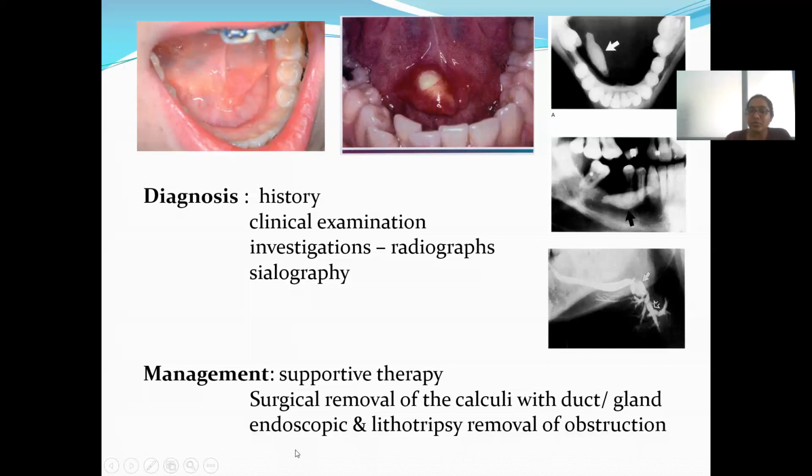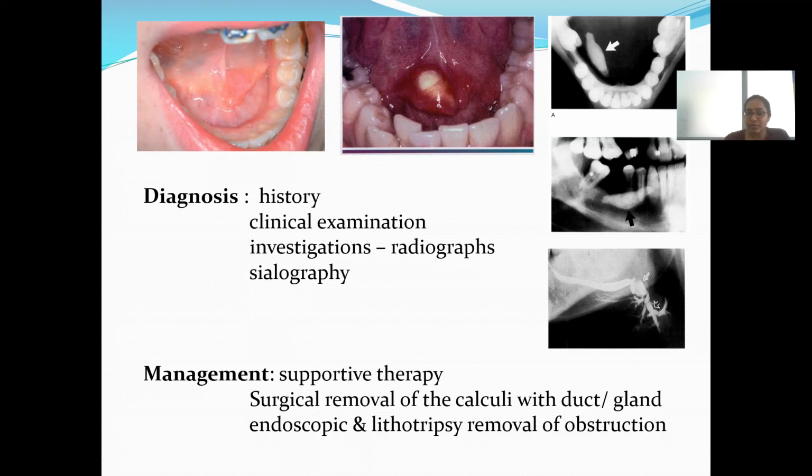Endoscopy is where we attach a camera to the front end of the instrument and insert that instrument into the ductal orifice. Through the ductal orifice, we proceed towards the gland and identify where the stone is. Endoscopy is an investigative procedure where we can check where the stone is. Lithotripsy is the removal of the obstruction.